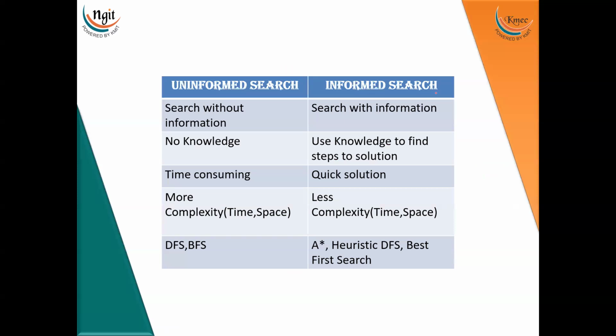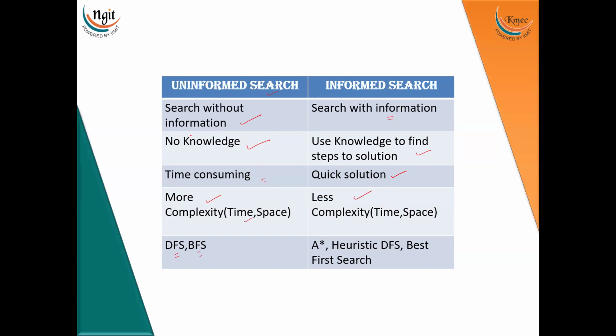Before discussing informed and uninformed search, let us first differentiate them. Uninformed search searches for a solution without any information, whereas informed search searches with prior information. There is no knowledge about the goal state in uninformed search, while informed search uses some knowledge to find the steps to the solution. Uninformed search is time consuming because it has no knowledge, but informed search gives us a quick solution. In terms of time and space, uninformed search requires more complexity and informed search requires less.